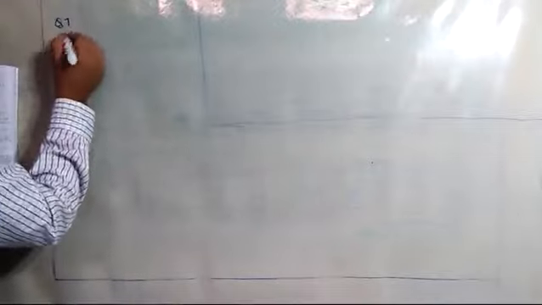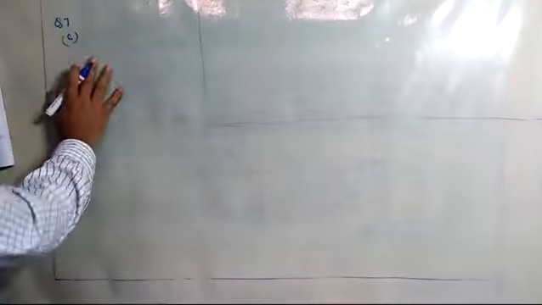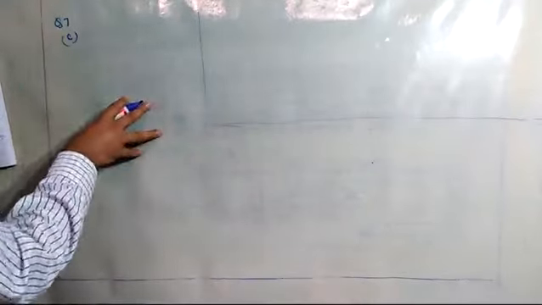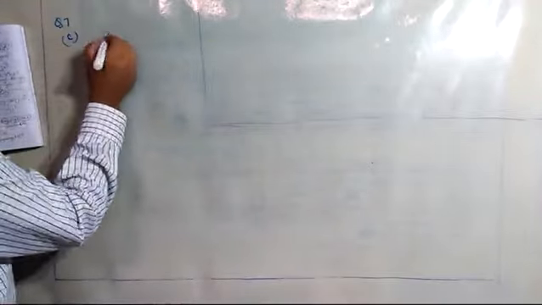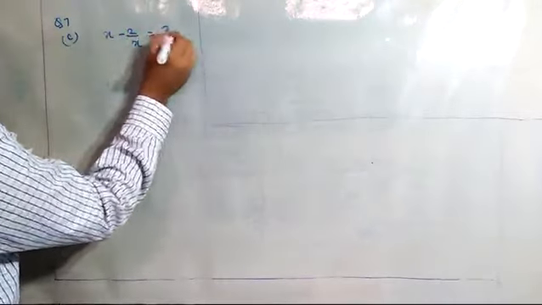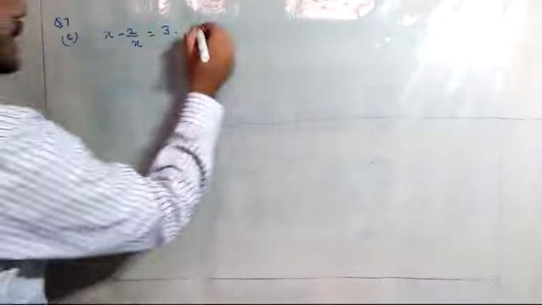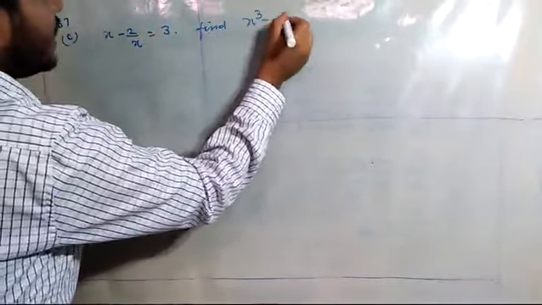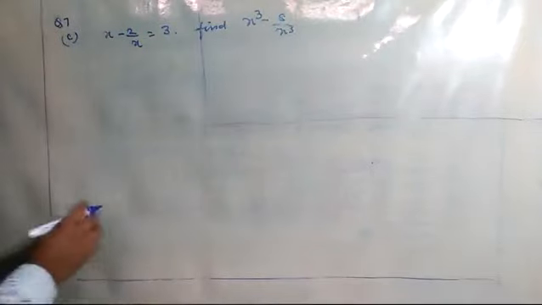Now I will discuss question number 7 subpart C. Here question 7 subpart C. This is of exercise P, my dear student. Once again I repeat, this is exercise 1B of the chapter expansion of powers of binomials and trinomials, exercise P, question number 7 subpart C. Now here they have given x minus 2 by x is equal to 3, and then find x cube minus 8 upon x cube. This is what we have to find.